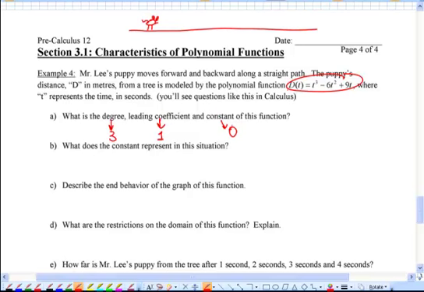Well, here's the next question. What does the constant actually represent? So what does this 0 actually represent in this situation? Well, remember the constant is when, I guess, t equals 0. So when t equals 0, this distance away from the tree is also 0. So think about it. I guess this dog is starting at a point where he is right next to the tree. Okay? So this is his starting point.